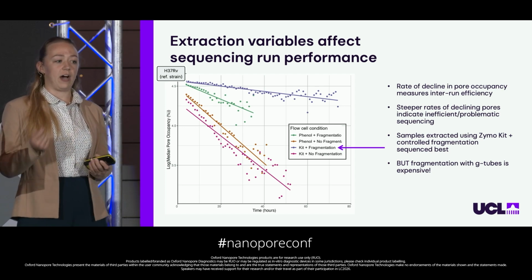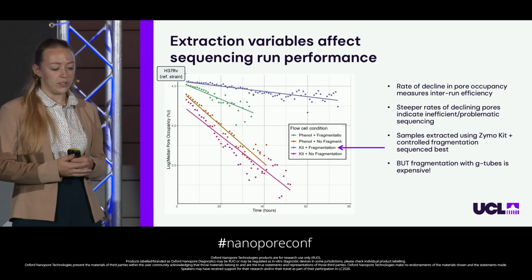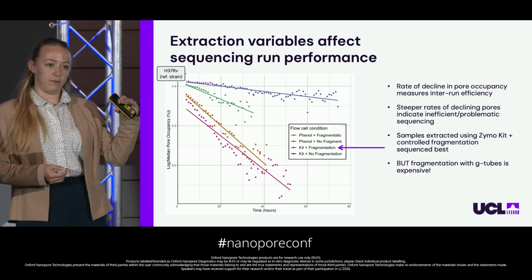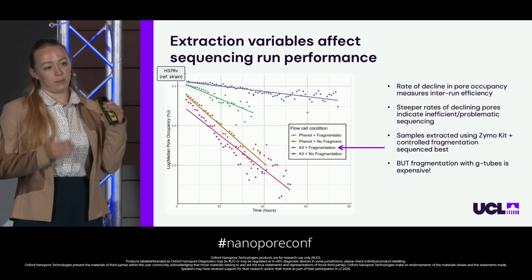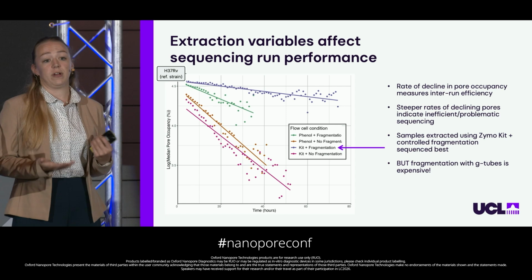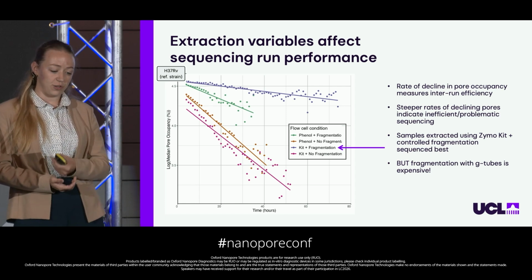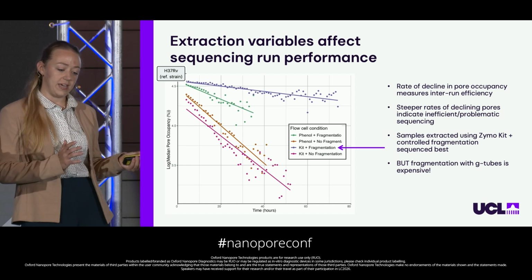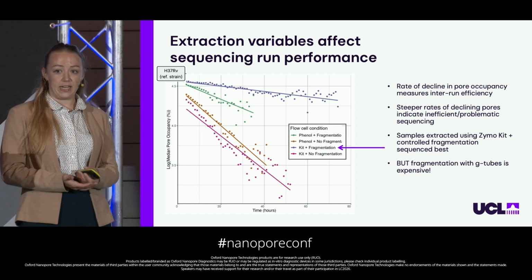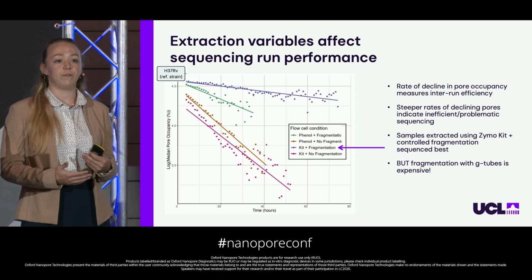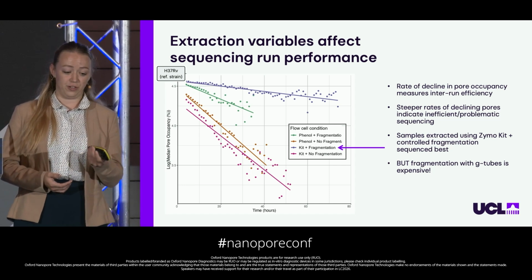You can't just compare output from one flow cell to another if one started with far more pores than the other. So by looking at the rate of decline of our occupied pores across time, we can compare the slopes and see which run was running the most efficiently. So from this, we can clearly see that the purple line at the top, which was using our commercial kit and our controlled fragmentation, had the best efficiency, and that's the method that we then used for nearly 400 clinical samples. But it used this expensive G-tube fragmentation.